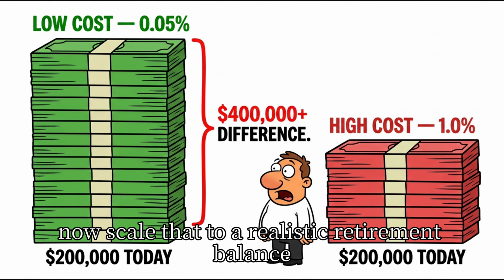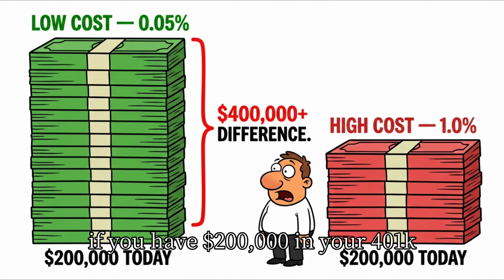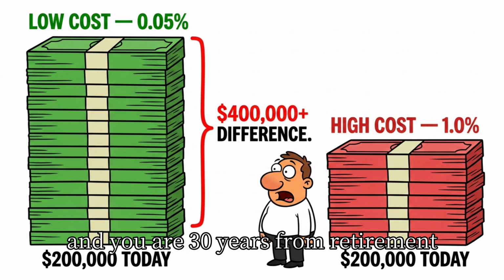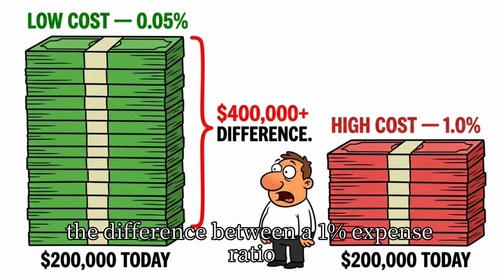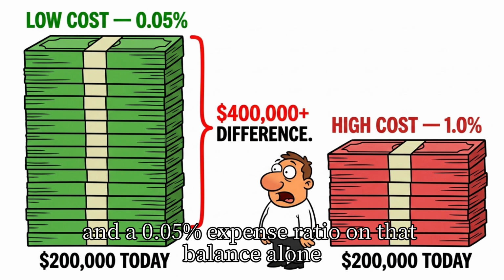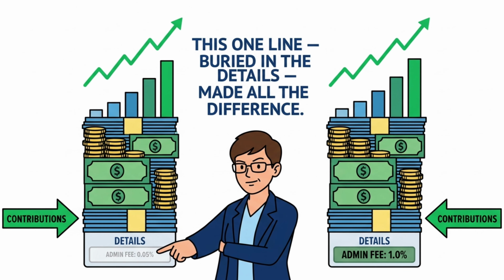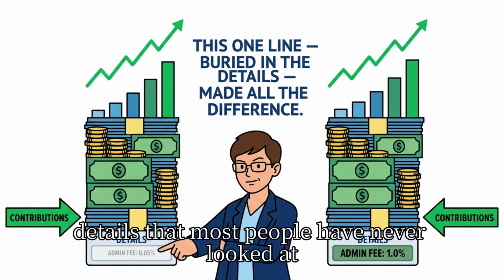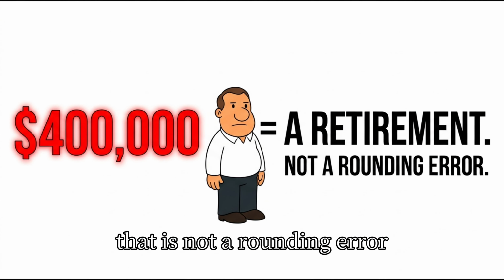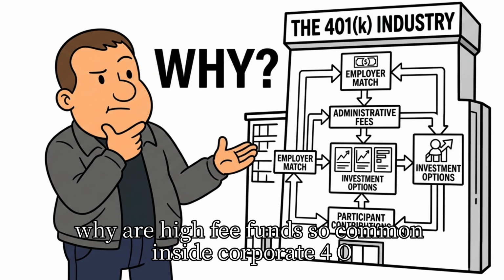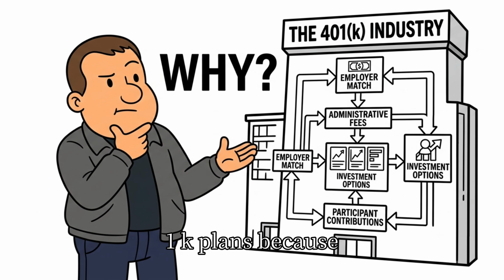Now scale that to a realistic retirement balance. If you have $200,000 in your 401k and you are 30 years from retirement, the difference between a 1% expense ratio and a 0.05% expense ratio on that balance alone is over $400,000 in final wealth. Same market, same contributions, same everything. Just a different line buried in the fund details that most people have never looked at. That is not a rounding error. That is a retirement.